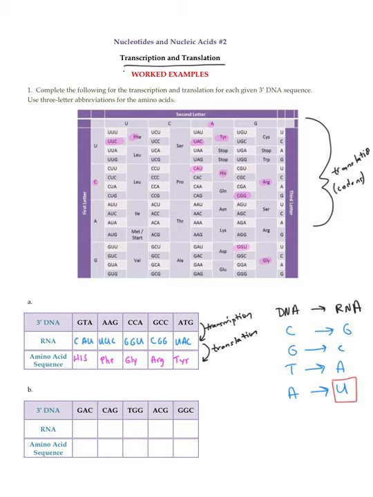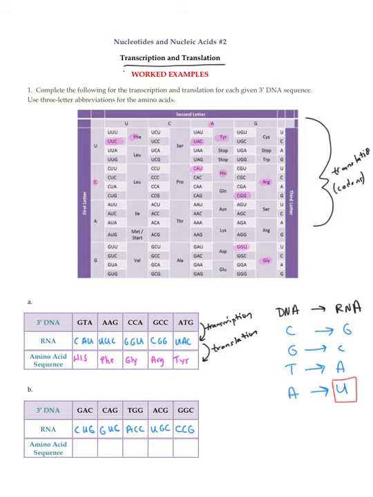So we can do the same thing with our second example. GAC becomes CUG, CAG becomes GUC, TGG becomes ACC, ACG becomes UGC, and GGC becomes CCG.